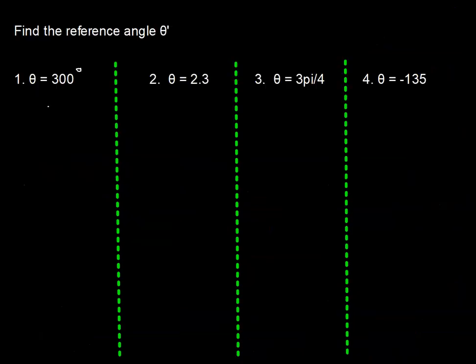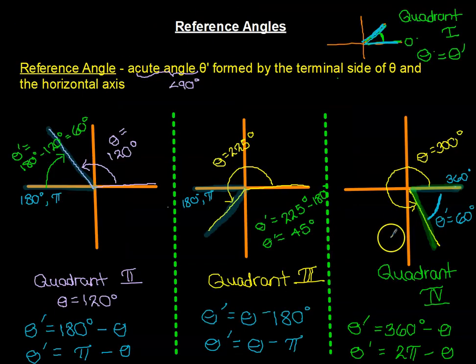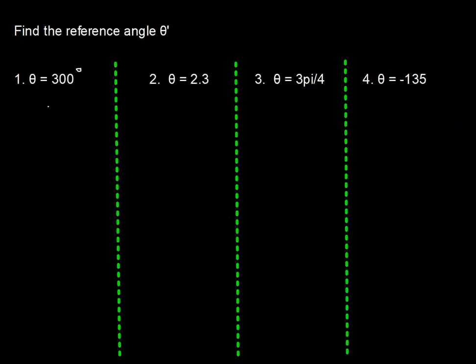So let's try a couple of examples. Well, I actually did 300 degrees here. So number one, considered a freebie. The reference angle would be 60 degrees since we already did that one, but the reason why is because it is in quadrant 4, and the closest horizontal axis to that angle would be at 360 degrees.